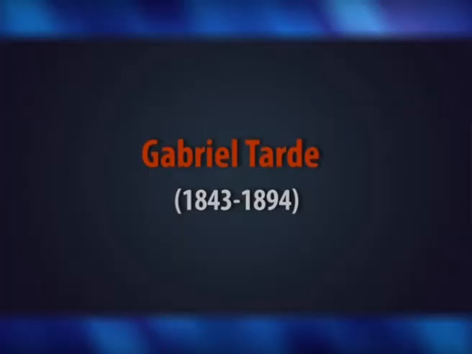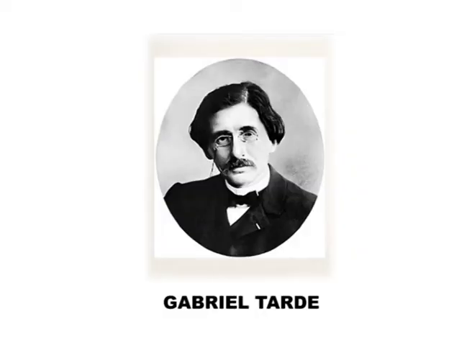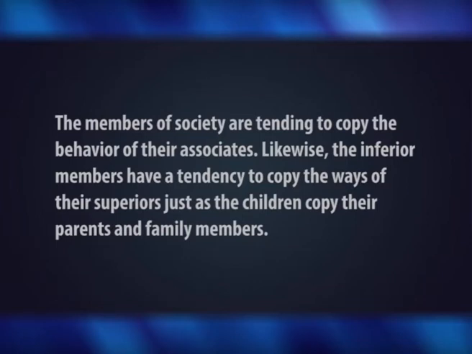Gabriel Tarde, from 1843 to 1894. Gabriel Tarde was a critic of Positivist school of criminology. He declared that influence of social environment was most forceful on the offender's behavior and the biological and physical factors only had a casual effect on it. He highlighted the responsibility of law of insertion and imitation for the occurrence of crime. The members of society tend to copy the behavior of their associates.